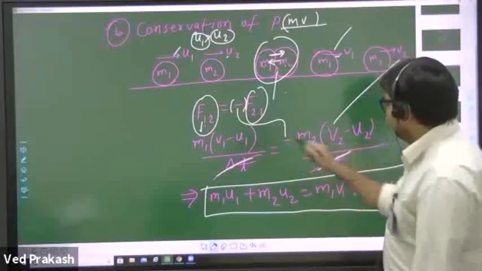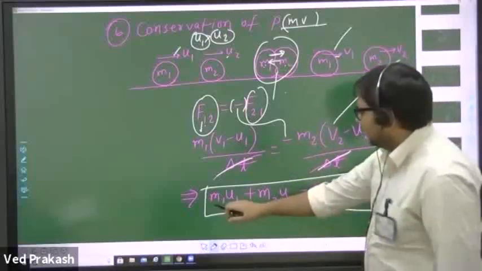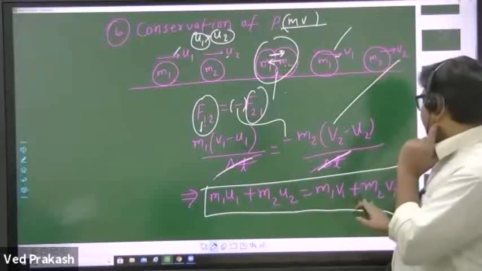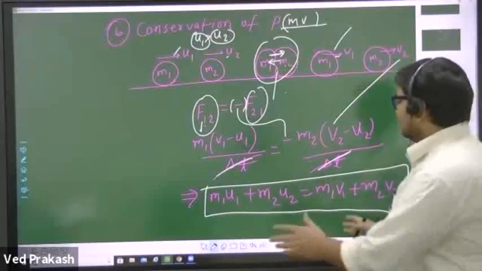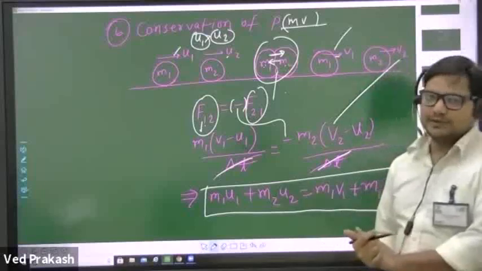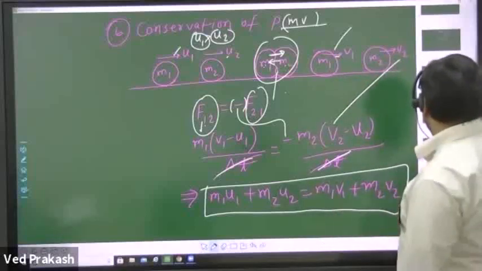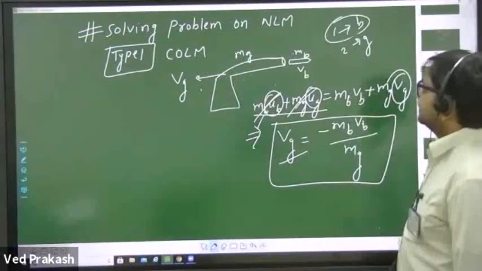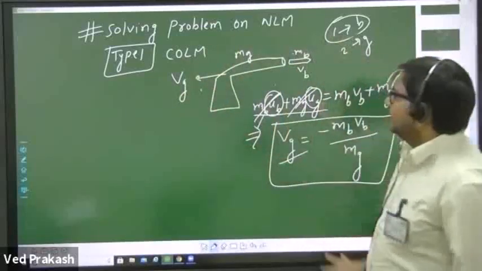So if you solve these two equations, you will get m1 u1 plus m2 u2 equal to m1 v1 plus m2 v2. We will use this formula to solve several numericals. So let's start solving numericals. First type of numerical. So let's start solving problems on NLM.